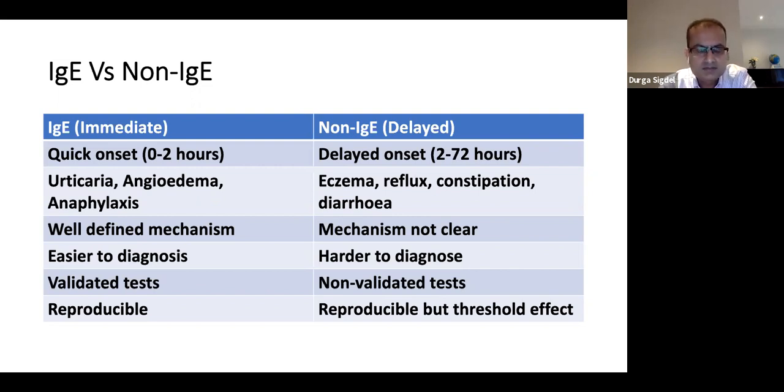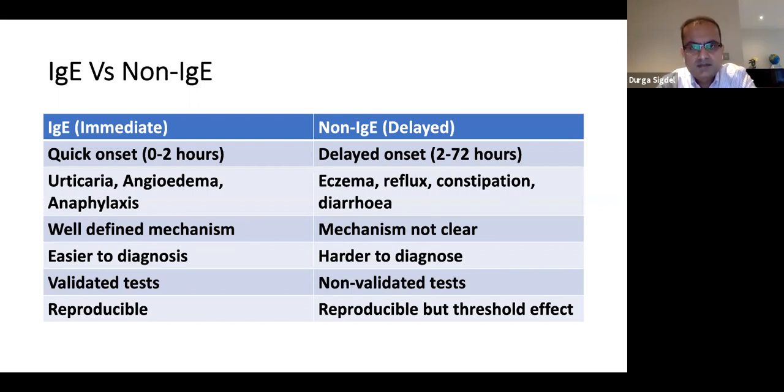Most of the time the reaction happens because of mast cell degranulation and histamine release in the body, which can give a wide range of skin and systemic symptoms. In non-IgE type of reaction, we don't know exactly how the symptoms occur and the mechanism is not very clear.